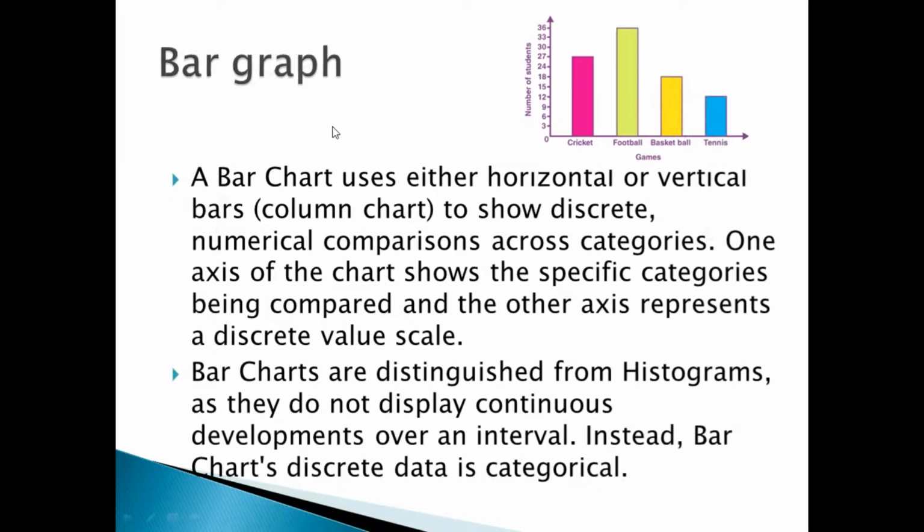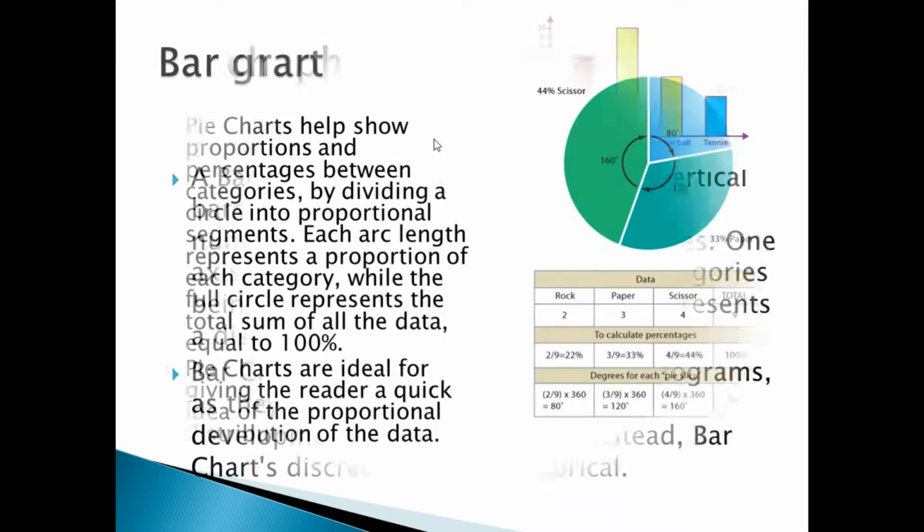The next is bar graph. Under bar graph there will be some categorical items. So here an example is the games, and here is some numerical item, the number of students. Another example could be, if I want to discuss about the population in various countries, then that can also be a good candidate for a bar graph.